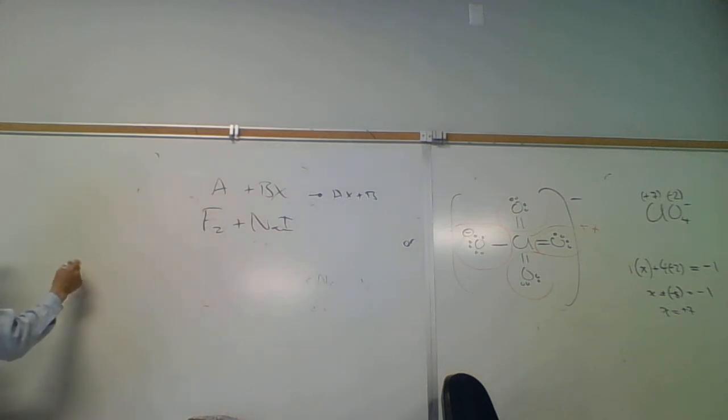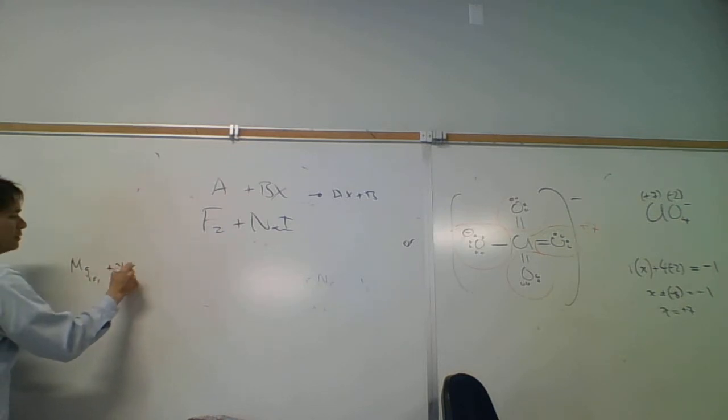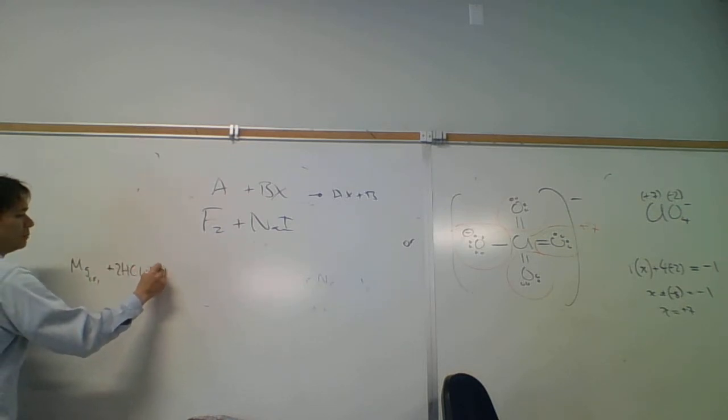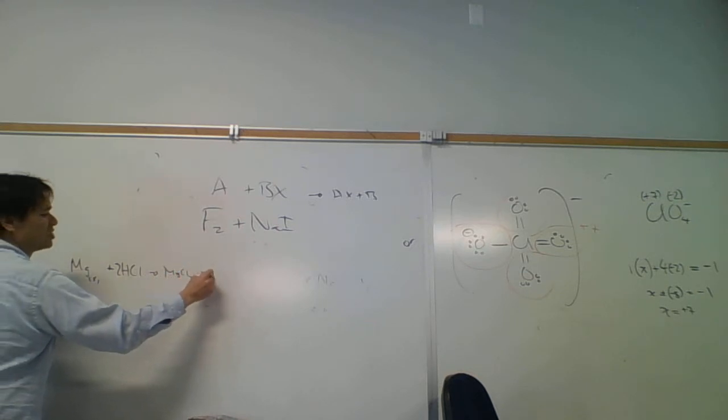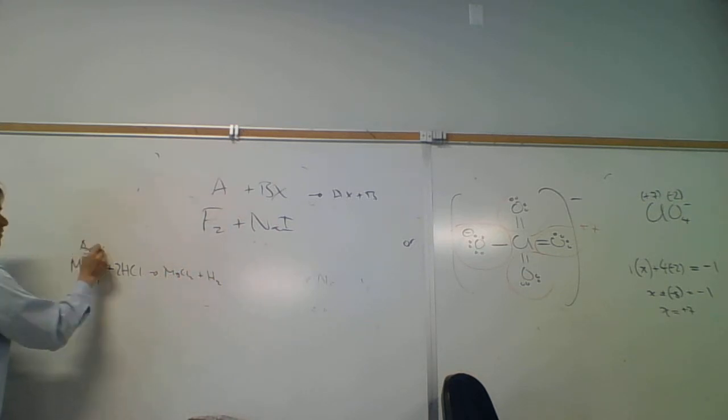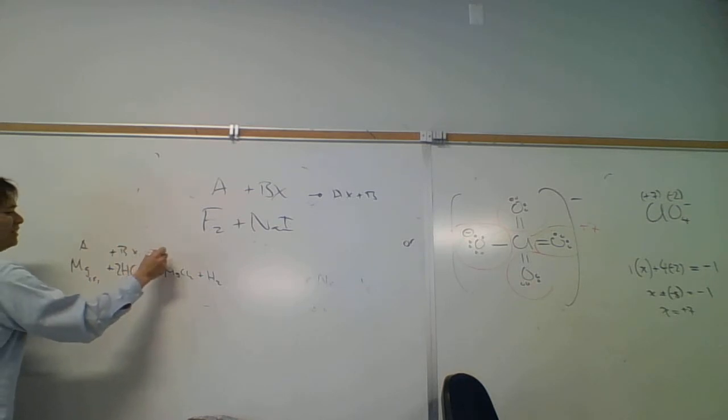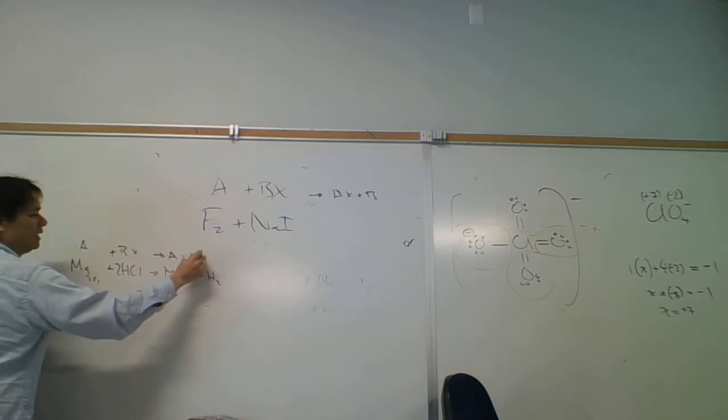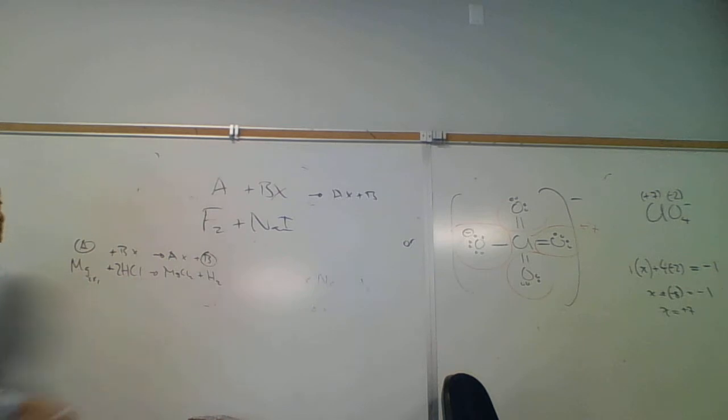For example, this one. This is a reaction we actually did in lab. Magnesium solid or zinc solid plus 2 HCl yields magnesium chloride plus H2. And so A plus BX yields AX plus B, where A and B are elements. It doesn't matter if they're diatomic or monatomic or whatever. They're just elements. So this fits the pattern in the sense that A is an element.